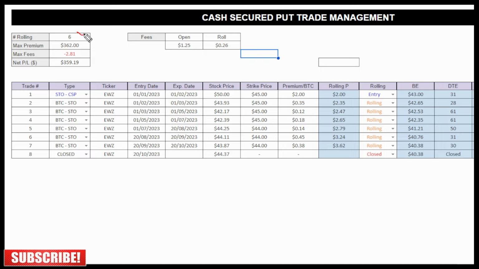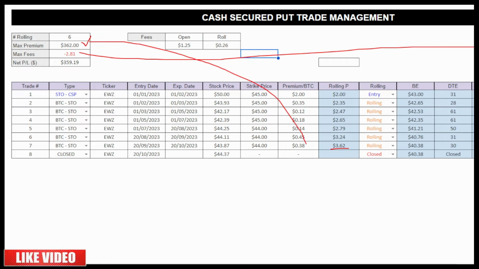And just a few maths here. As you guys can see, we have 6 rolls: 1, 2, 3, 4, 5, 6. These formulas here, guys, are all automatic, okay? Don't touch this either. We collect here $362 in premium, which is 3.62 multiplied by 100. So that's 362. $2.81 here in commissions. And our net premium, after we have done all this trade management, we managed to make $360. Let's call that 360.